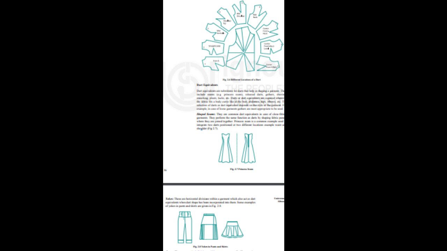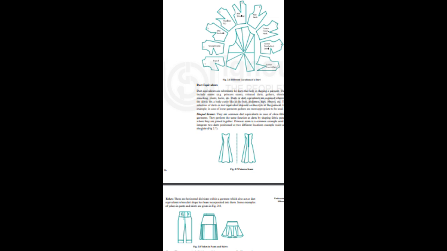Dart equivalents. Dart equivalents are substitutes for darts that help in shaping a garment. They include seams, e.g. princess seam, released darts, gathers, shirring, smocking, pleats, tucks, etc. Darts or dart equivalents are required wherever the fabric fits a body curve like at the bust, abdomen, hips, elbows, etc. The selection of darts or dart equivalent depends on the style of the garment.